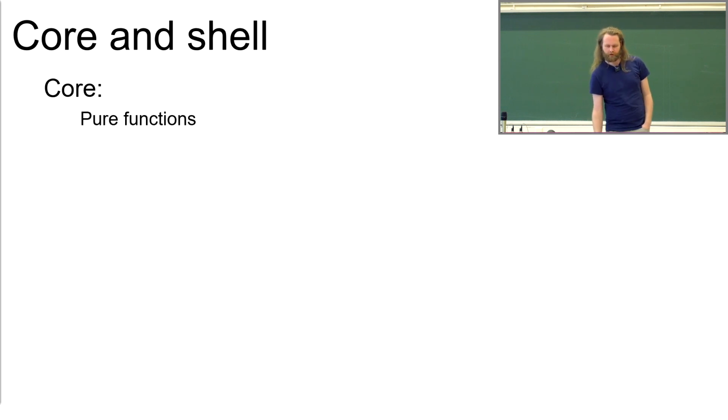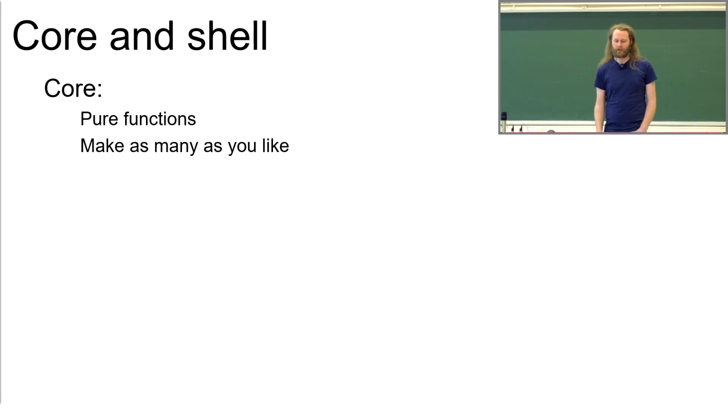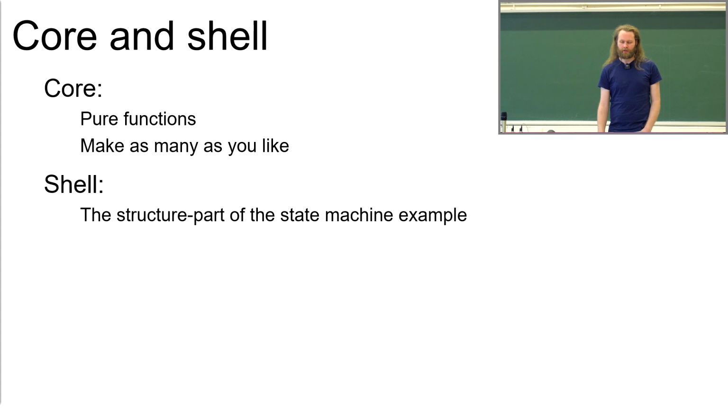You have a core. The core of your program is just a set of pure functions, and you can have as many as you like. And then the shell part, what is the shell part? Well, it's the thing that contains all of the modifications, all of the reads, all of the writes, all of the overwrites of your data. So this is the structure part of the state machine example. This is the for select and the cases in that inner switch. This is the shell. And in that shell, this is where you perform all of your destructive operations. Now, finding out what those operations should be, that's the core.